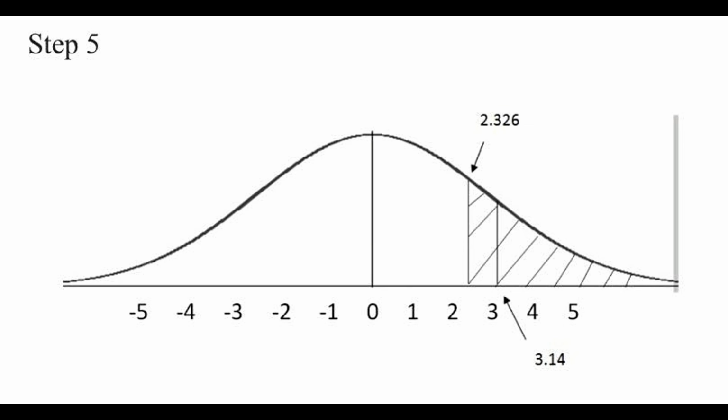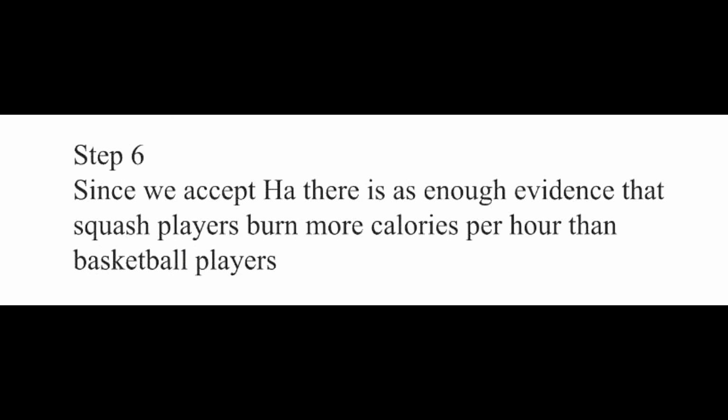Step 5 is drawing the curve and graphing. Still 0 in the middle, and since 2.326 is found at the positive side, we graph it at the right of 0. Locate where 3.14 falls. And since it's inside the shaded area, we go back to step 1, label the HA is accept and HO is reject. Step 6. You're doing great.